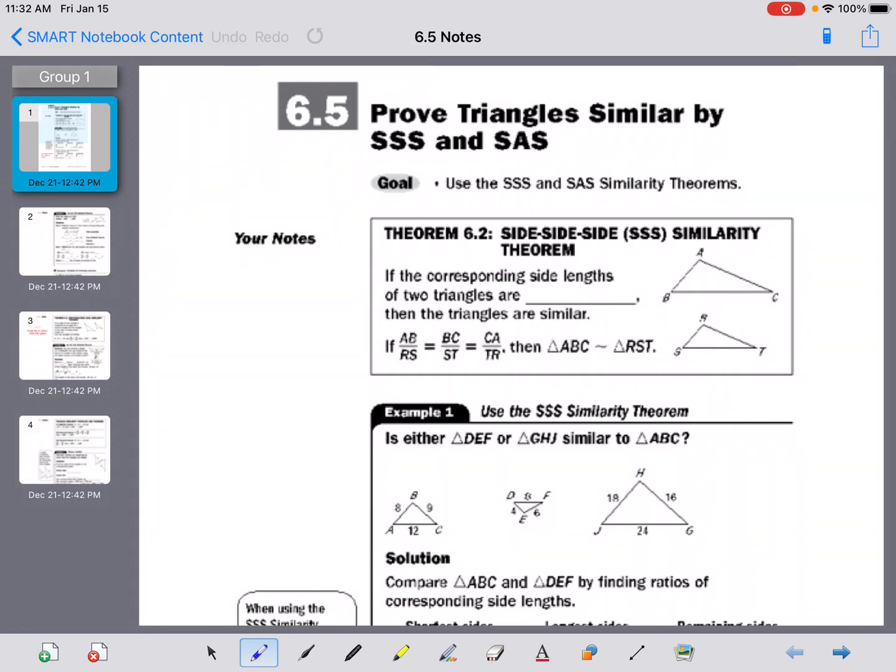6.5, prove triangles similar by SSS and SAS. So if you think back to chapter 4 with congruent, what do you think SSS stands for? It is once again going to be side, side, side. And SAS, once again, will be side, angle, side.